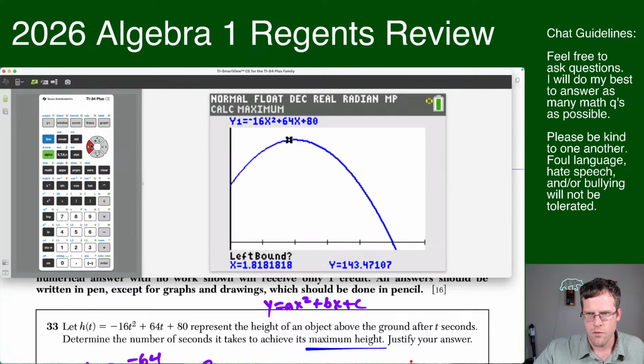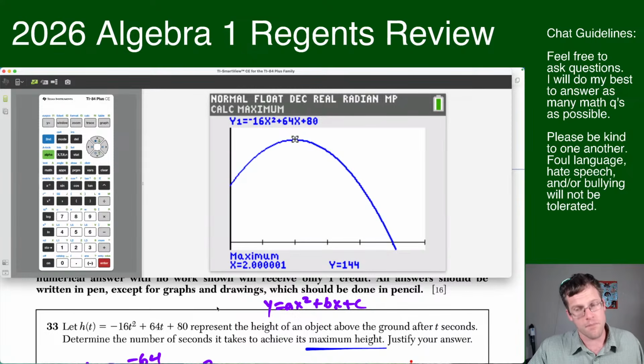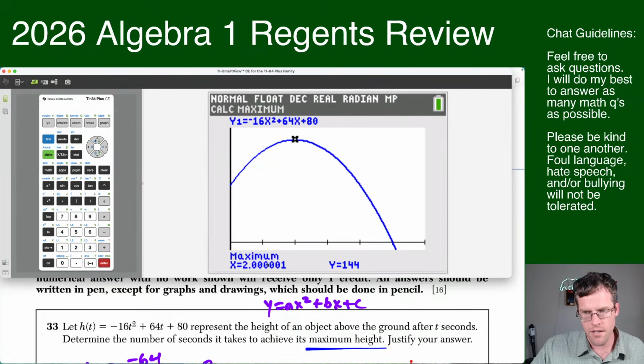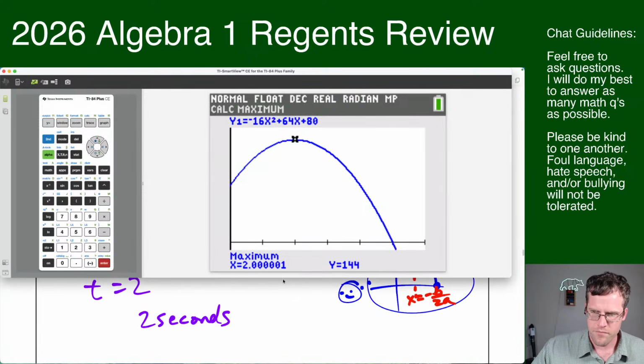And we go before, press enter once. After, you press enter a second time and then a third time. So when x or t is 2, y is 144. But they didn't say how high up does it go. They didn't say what is the maximum height. They said how long does it take. That'd be 2 seconds. Okay, so great.